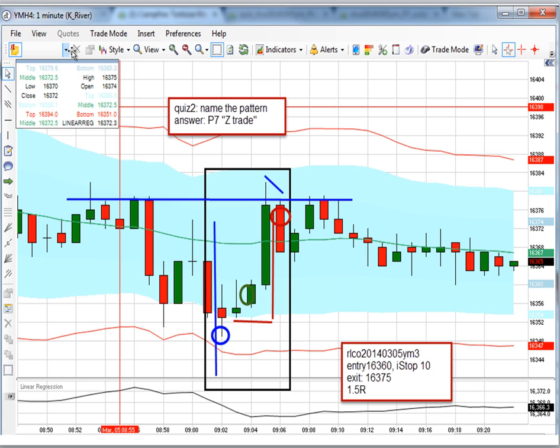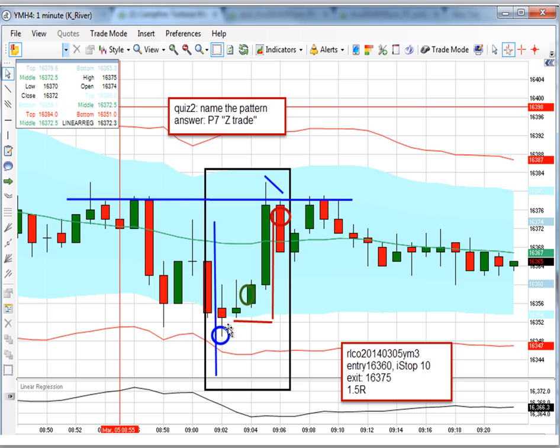We're on the 1-minute charts here, and this is a trade from a P7Z trade, and it was an entry at 16360 with an initial stop here, and then an exit at this 16375 for 1.5R, and it's P7, so the Z trade frame looks like this. We have a price that had fallen out of the river and floodplain, almost out to the minus 3Z Bollinger Band. That's the blue circles of the alert.